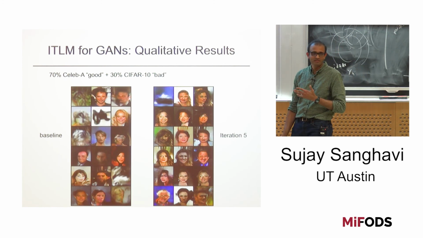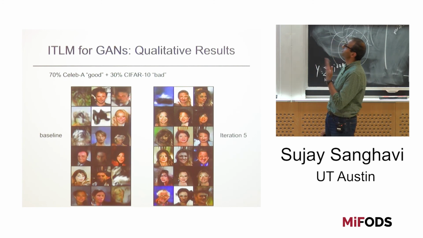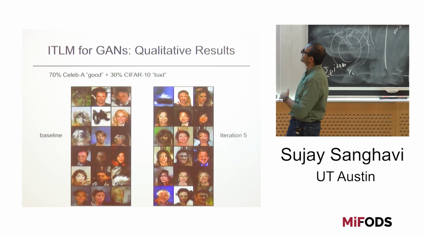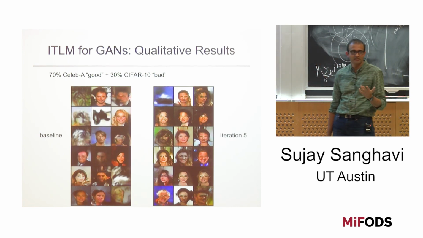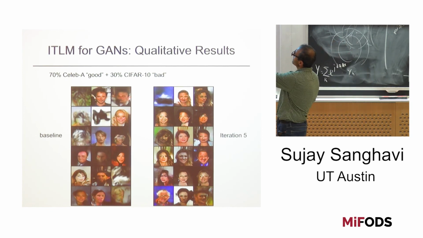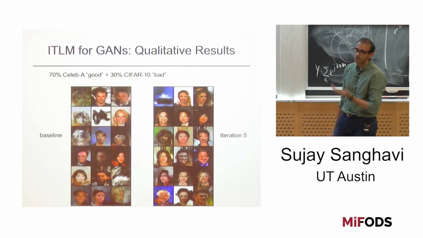So we took this good face generator, and we corrupted the CelebA data set with CIFAR-10, right? So it's spurious data, and this looks like pretty bad images, right? So this is a GAN which actually gives very good images, right? And so when you have a baseline, you have lots of things that don't even look like faces at all, right? And here 5 iterations is not enough, right?